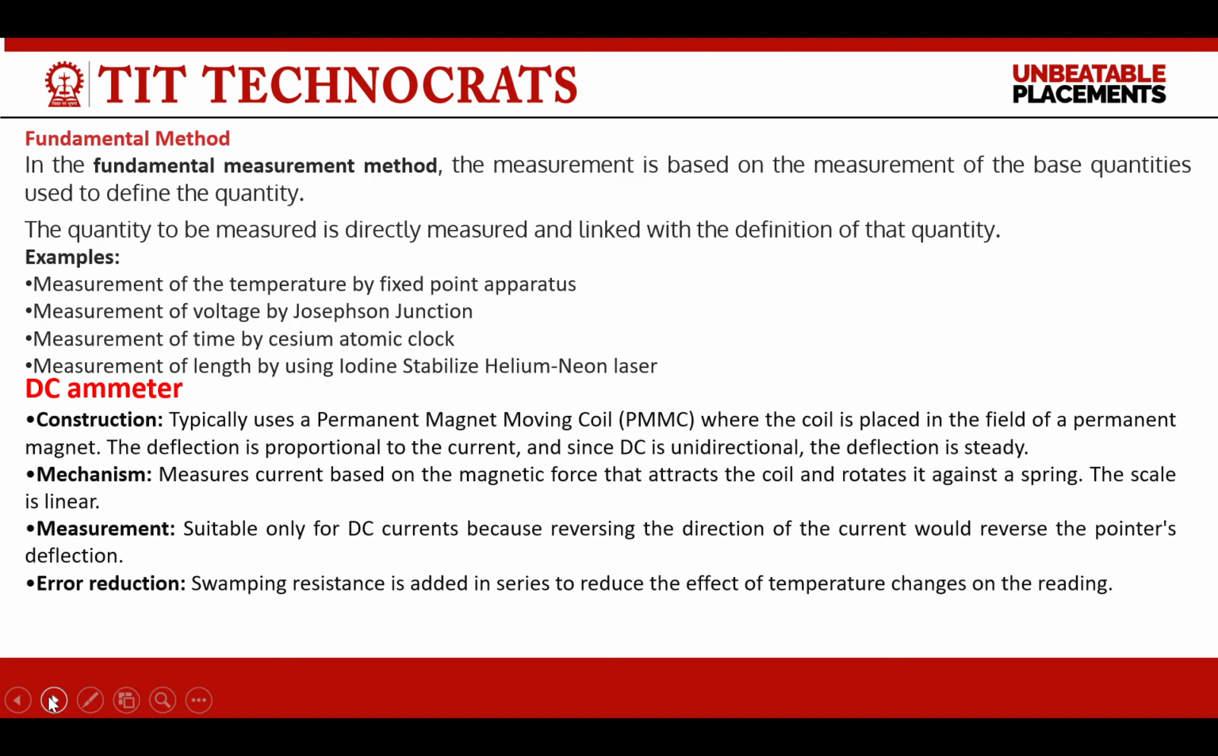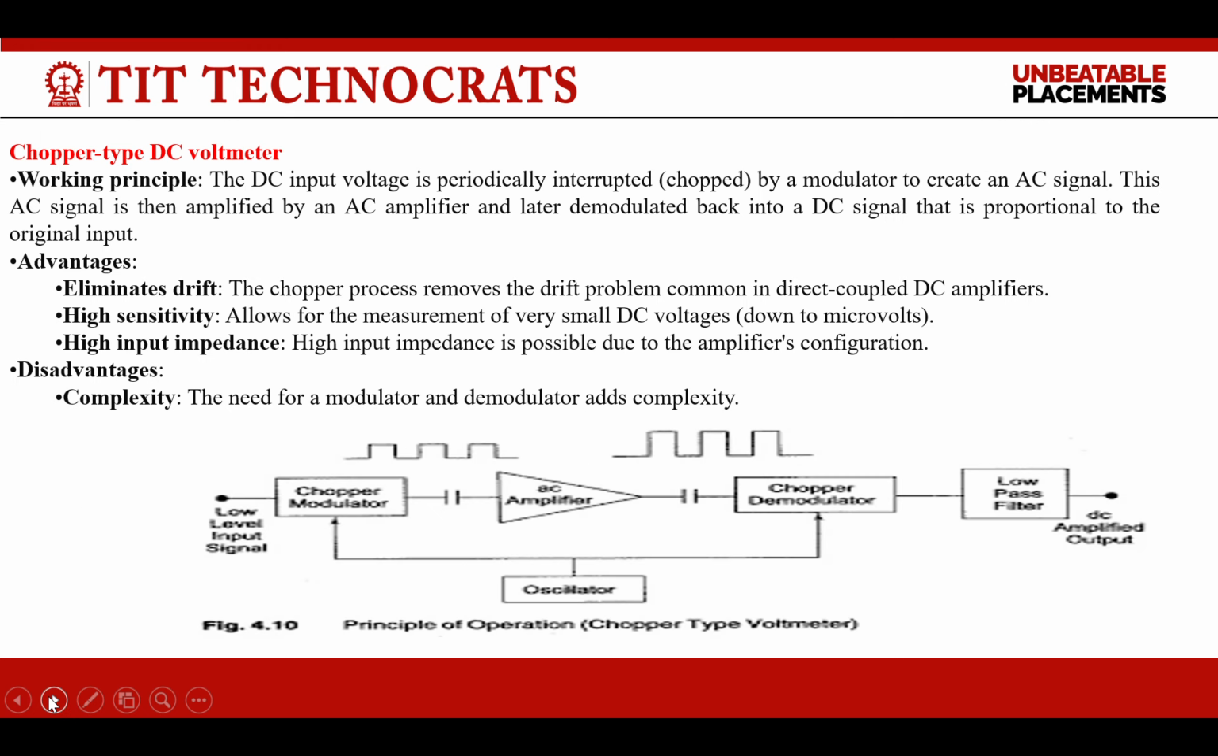The measurement is suitable only for DC current, because reversing the direction of current would reverse the pointer's deflection. For error reduction, a swamping resistance is added in series to reduce the effect of temperature changes on the reading.